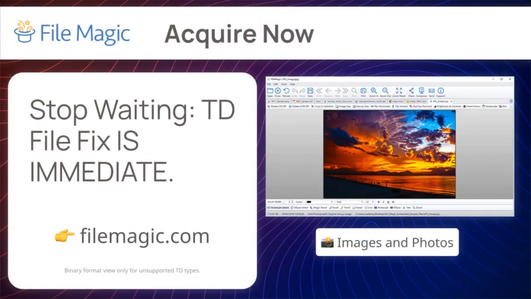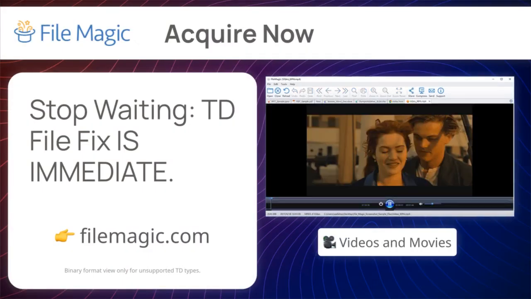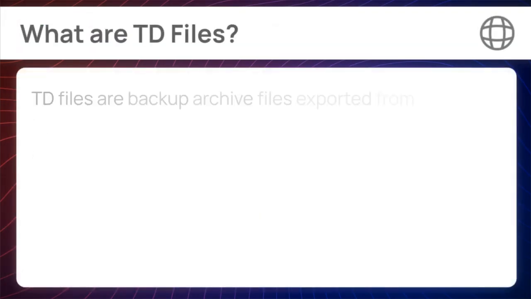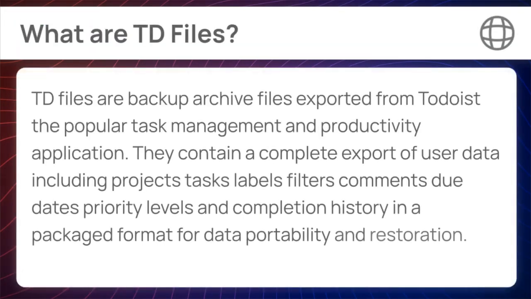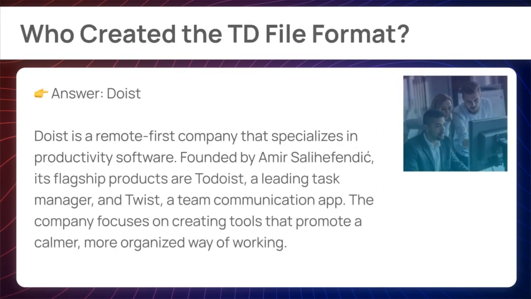We're going to rely on one simple but powerful TD file inspection tool that is capable of reading and repairing hundreds of file types. TD files are backup archive files exported from Todoist, the popular task management and productivity application. They contain a complete export of user data, including projects, tasks, labels, filters, comments, due dates, priority levels, and completion history in a packaged format for data portability and restoration.